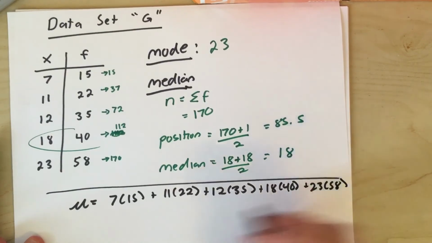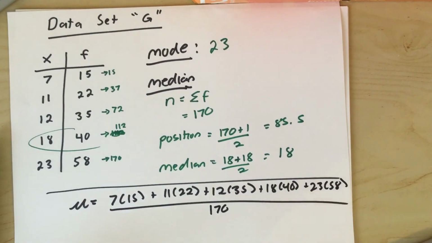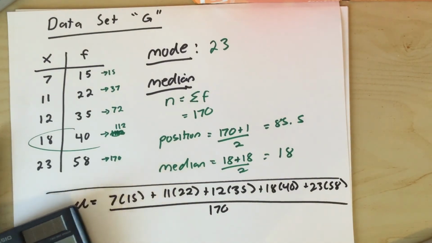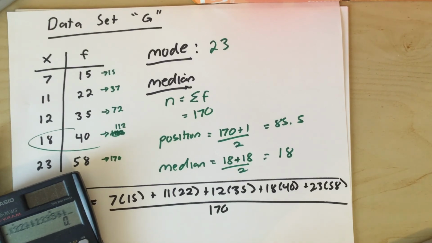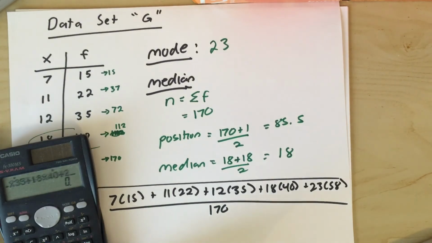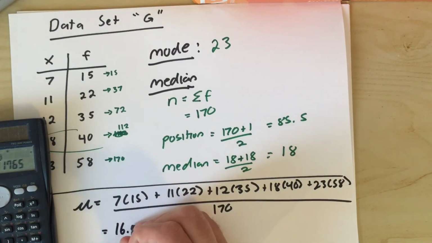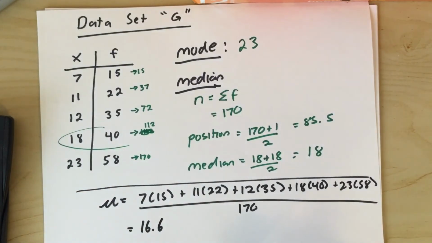23 times 58. All divided by 170. So 7 times 15 plus, it's 242, plus, but why risk it? And I got an answer of 16.6. So the mean of this data set would be 16.6.